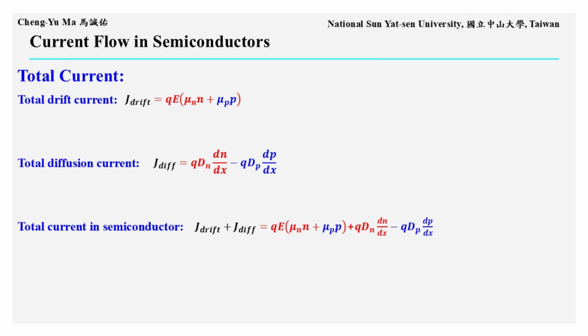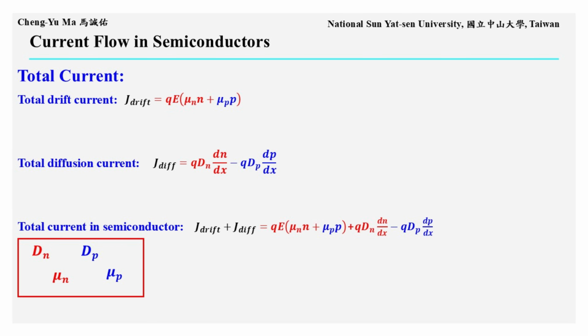Finally, we combine the two current mechanisms introduced in this section, drift and diffusion. We can obtain the total current formula inside a semiconductor. The total current is the sum of drift current and diffusion current. Among these parameters, mobility affects the carrier drift velocity in an electric field, while the diffusion constant affects the carrier diffusion ability under a concentration gradient.